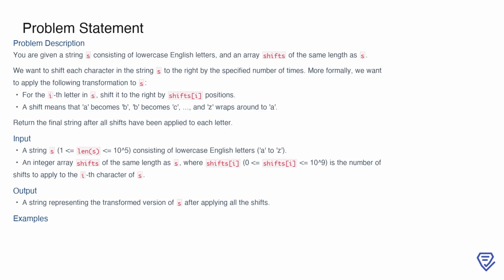The input consists of the string S and the array shifts. The constraints tell us that the length of S can be up to 100,000, and each value in shifts can go up to a billion. This means we need an efficient solution to handle large inputs. For the output, we return the transformed version of the string after applying all the shifts.